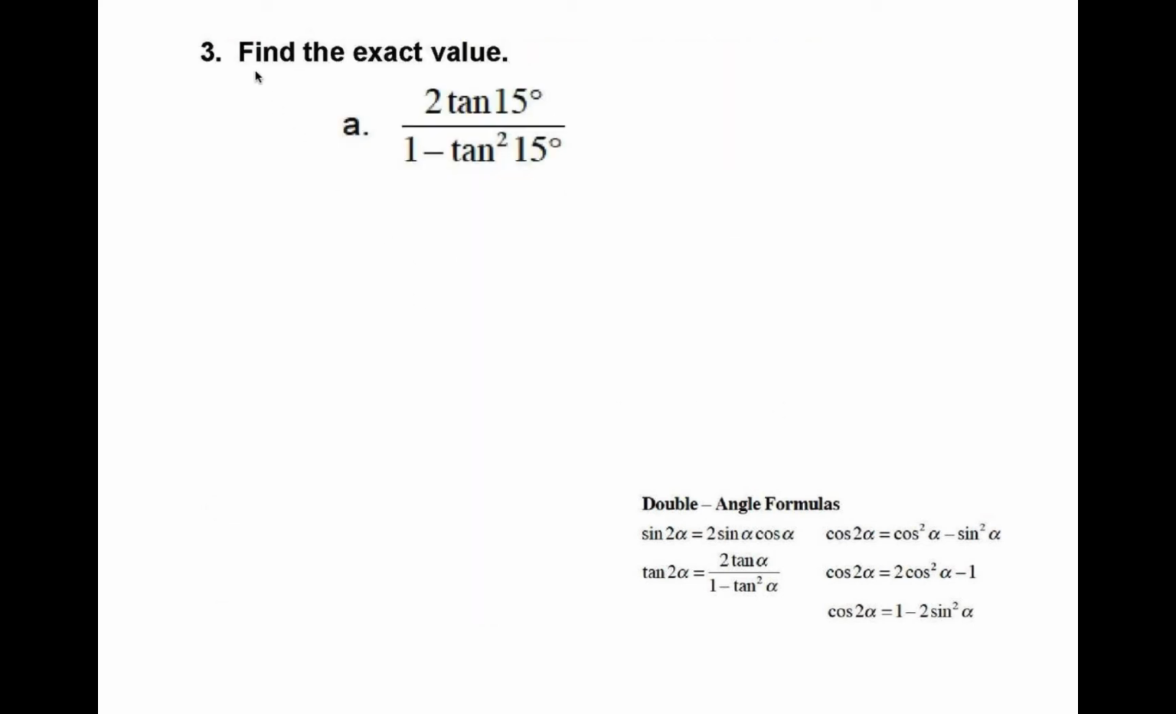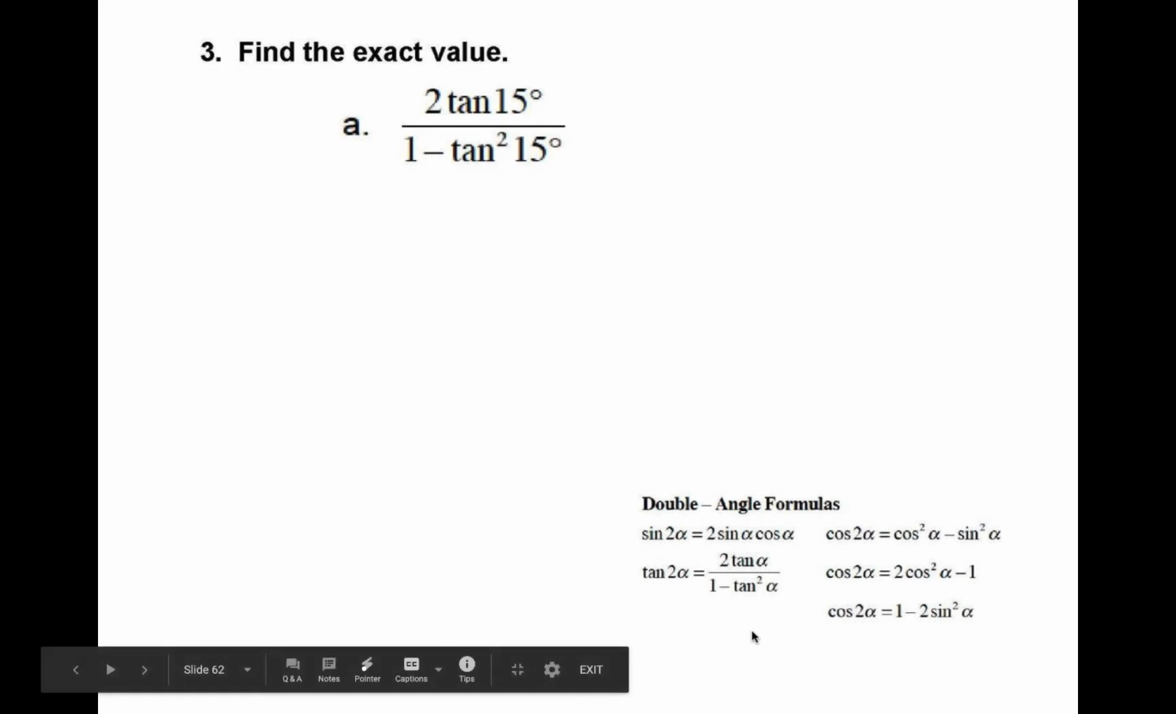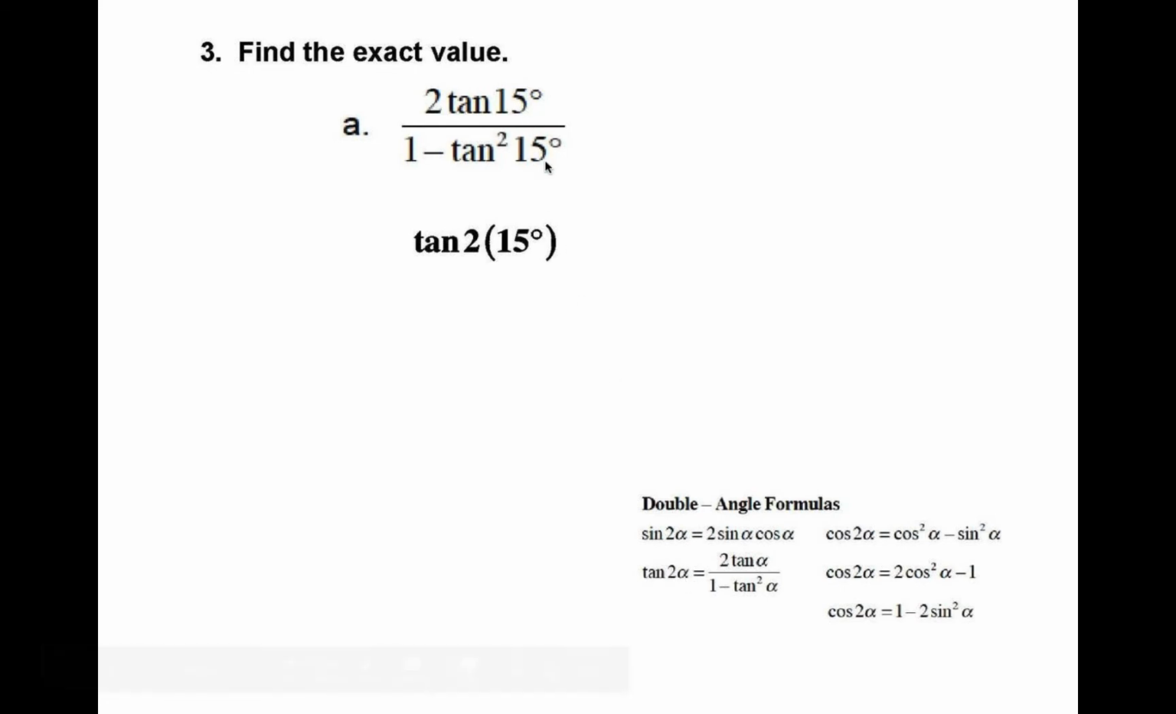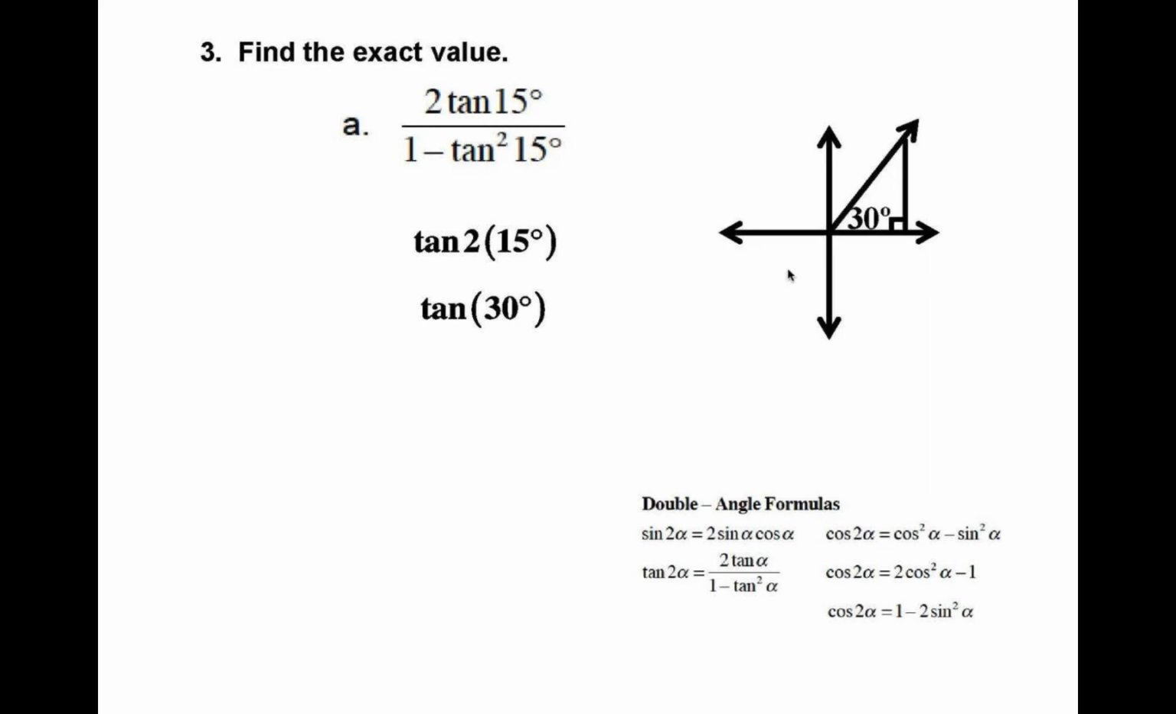All right, number 3, we're now going backwards. They're giving us the right side of the equation. We're going to go to the left side. So notice this has the word tangent in it, so we're going to use our tangent formula. So on the left side, we have tangent of 2 times whatever the angle is, which is 15. And then 2 times 15 is 30. So now I have to draw a picture of an angle at 30 degrees. Opposite is 1, adjacent is root 3, hypotenuse is 2. What is the tangent ratio at 30 degrees?